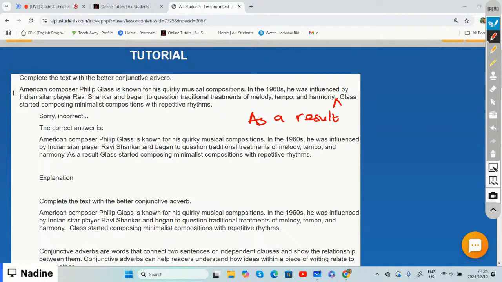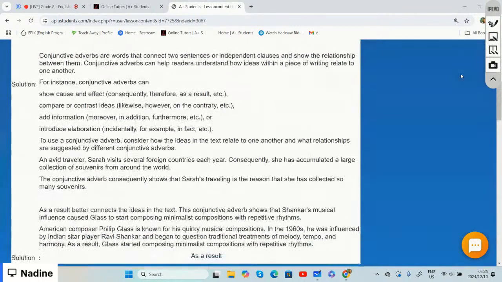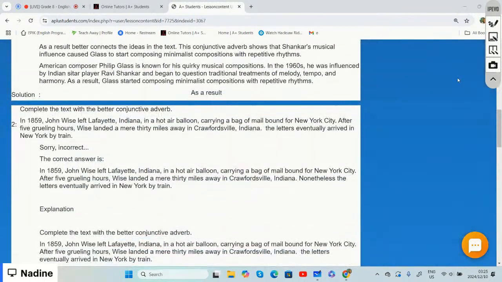All right, so the phrase as a result is used to show that Glass is basically, as much as he is a composer, just doing minimal compositions and repetitive rhymes. So, as a result. For the next one, we need to choose another one and then we're going to our test. We need to complete the text with a better conjunctive adverb.